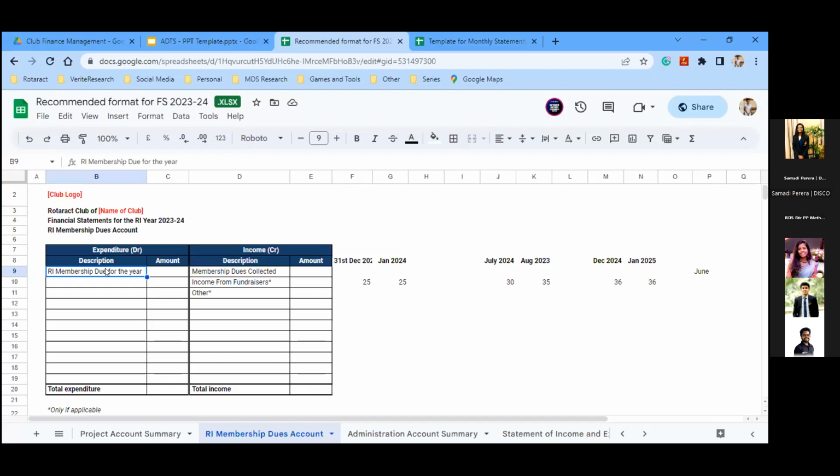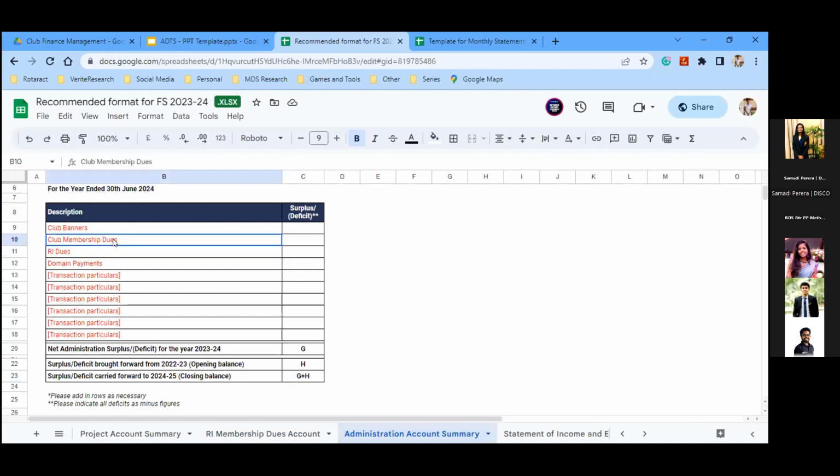Yeah. So for membership dues, they can have a separate format, no? Yeah. So basically the same thing, but keep your membership dues separate, since RI membership dues is complicated on its own. Both the RI due amount and the membership due amount will also be recorded in the admin account summary. So you could keep a separate account for club membership dues as well. Like this, you will have a separate one of those templates for club membership dues and a separate one for RI dues.